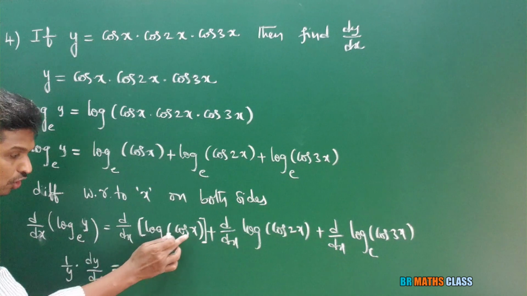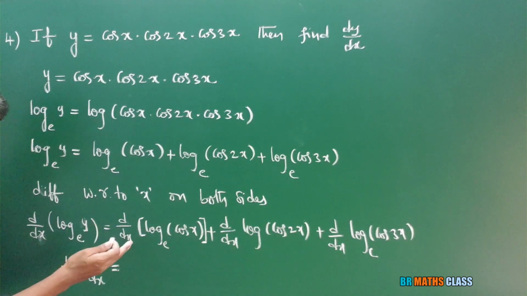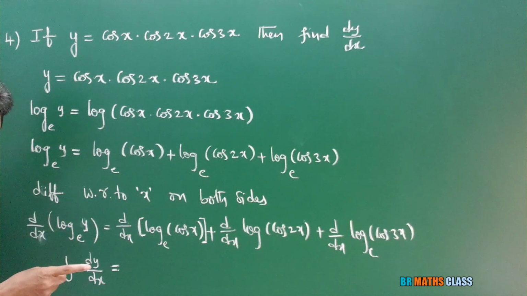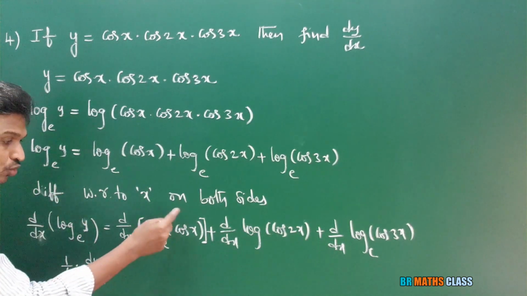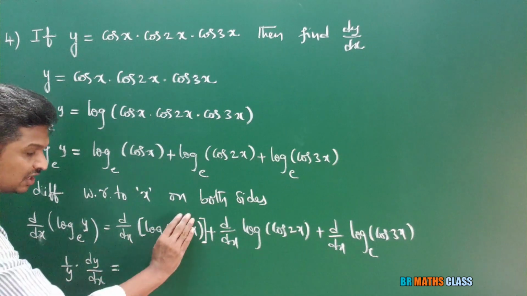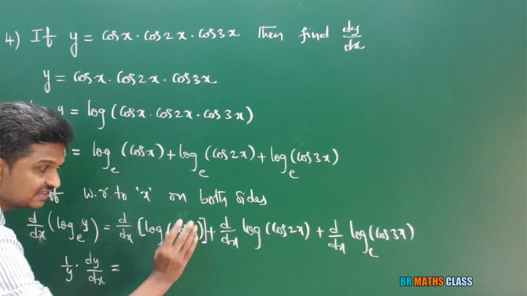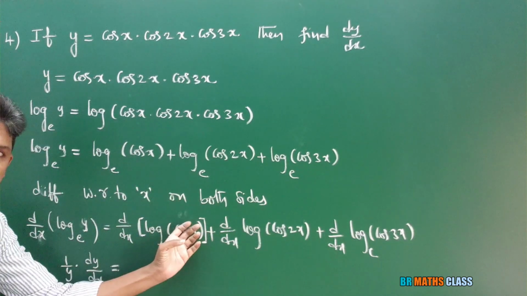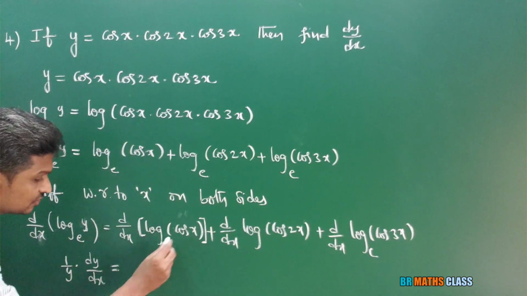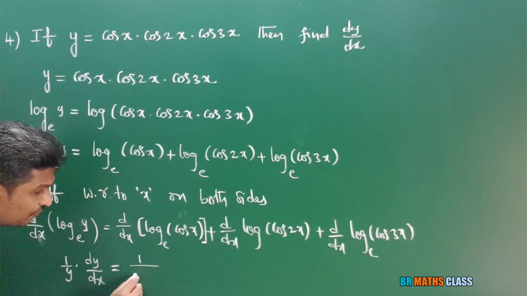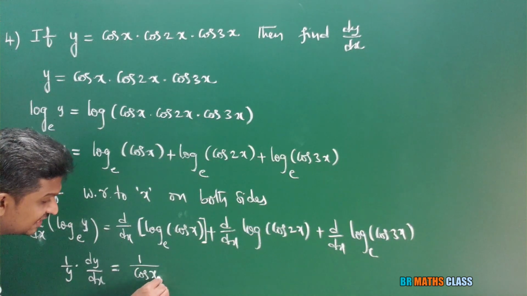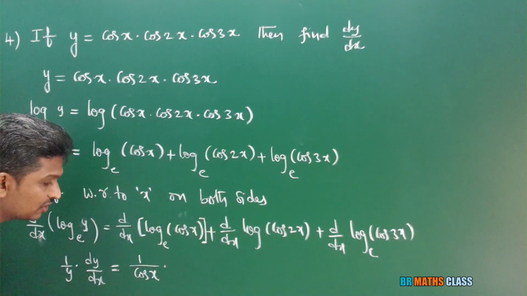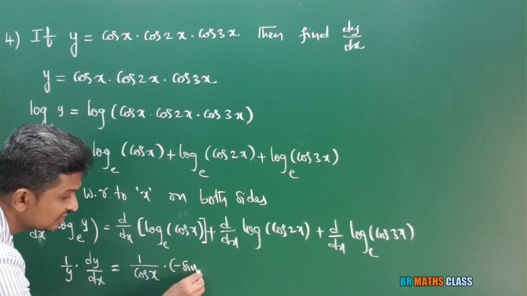d by dx of log of cos x base e. Here again, I am going to use chain rule differentiation. Chain rule differentiation is very, very important in the differentiation chapter. We learned how to differentiate these things in chain rule differentiation. I'll imagine cos x as x. If you imagine this as x, it looks like log x. The derivative of log x is 1 by x. So what will it become? The derivative of log of cos x is 1 by cos x into the derivative of the one you imagined as x. The derivative of cos x is minus sin x.